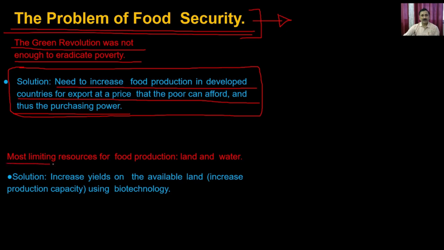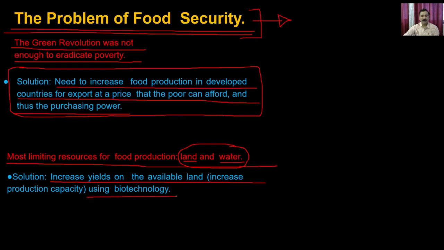Then you have the limiting resources for food production, because there is a limitation of land as well as water. There is also a limitation in terms of the variety of the particular type of food plant, so the green revolution is not adequate. On the other hand, you don't have an adequate amount of land as well as water. What is the solution to this? You increase the yield on the available land using biotechnology.